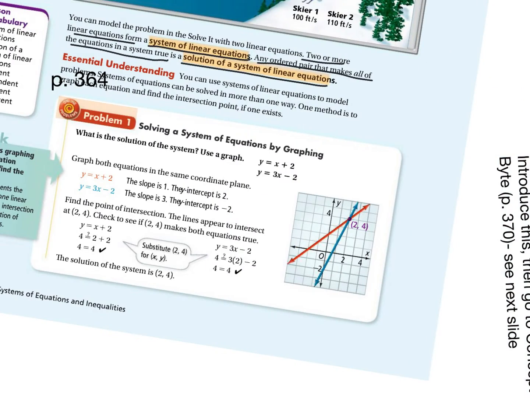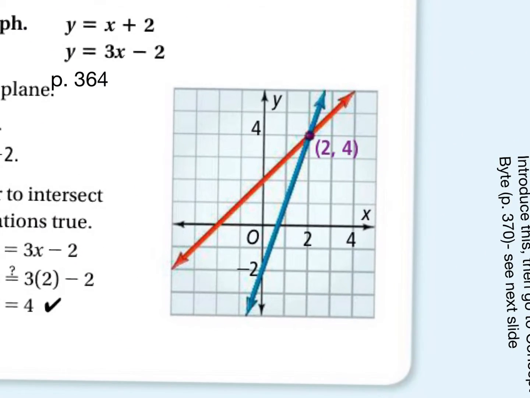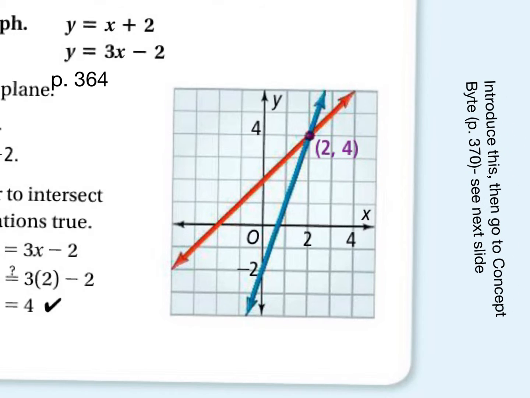You can see this on problem 1, they graphed the two lines, and they met at the point (2, 4). The reason we're going to look at this concept bite, which shows us how to do this on our calculators, is that we're going to be learning different methods to solve systems of equations, working the problems out by hand, that are going to be quicker and more accurate than drawing the graphs and finding the intersection.